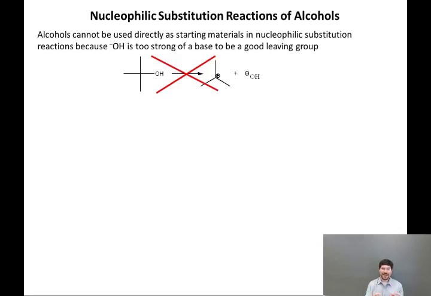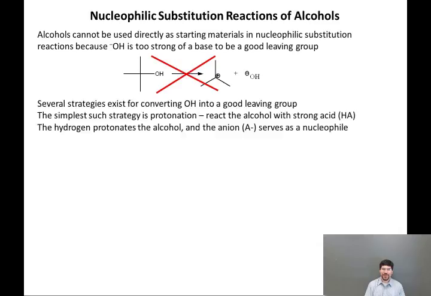You will not get a tertiary alcohol losing OH minus to give a carbocation and OH minus. You're generating too strong of a base, and this is not a good leaving group. So it gets the big red X through it. So what can we do? If that were the end of the story, this would not be the topic of a lesson, would it?